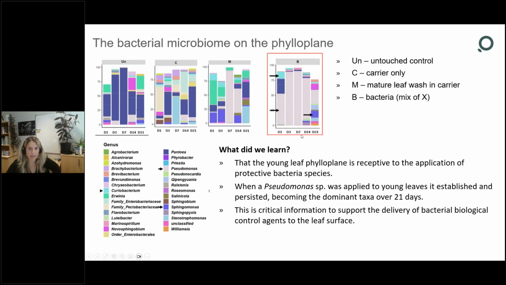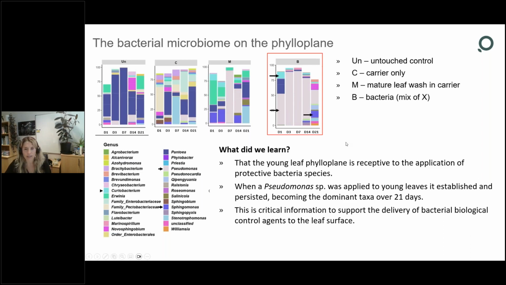And what you can see with the bacterial wash is that when we applied Pseudomonas, which was one of the 3 bacteria that we applied together with Curtobacterium and Sphingomonas, from day 1 the Pseudomonas dominated the organisms on the phylloplane, and this was quite different to the untouched control.